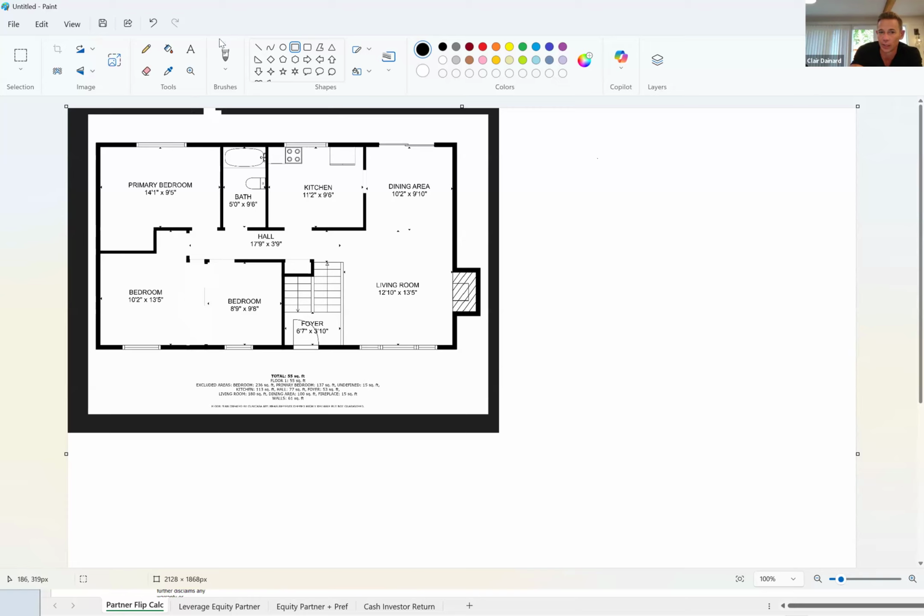This is 14. What I would do is I would frame this in, Sergi. I would demo this out because this is not load bearing really right here. Then you get a nice square primary. Your primary now becomes like a 12 by 12 in here, or 12 by 11. So it feels good. And then your bathroom is going to run, because you have 9 feet by 8, so you can get a 5-foot bathroom in.